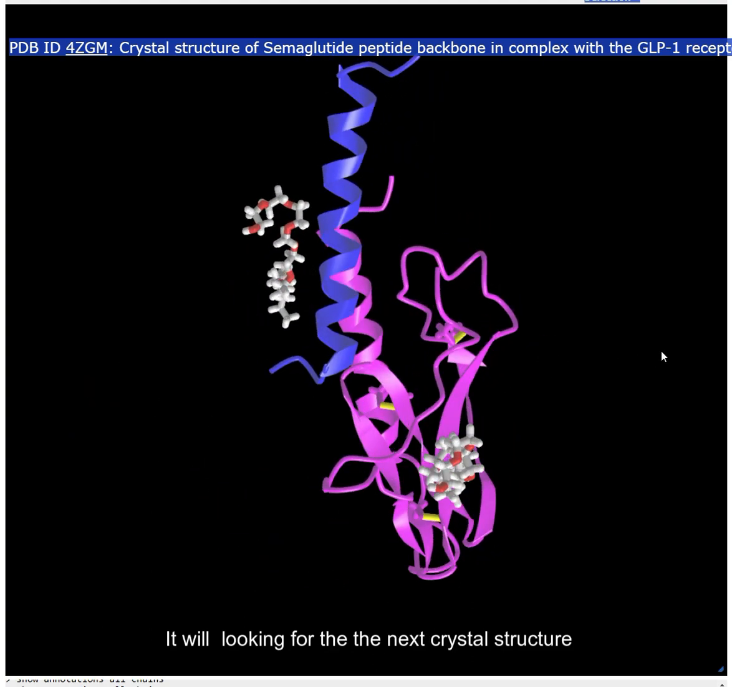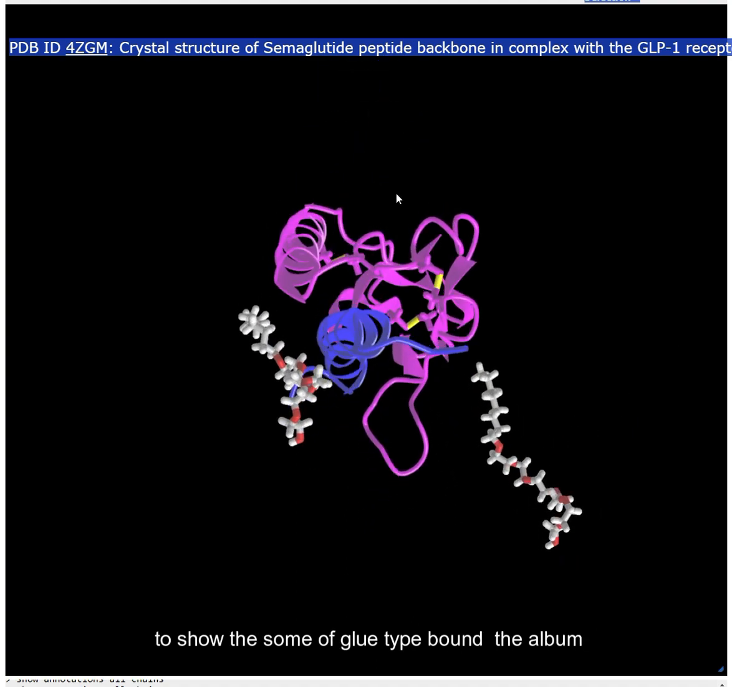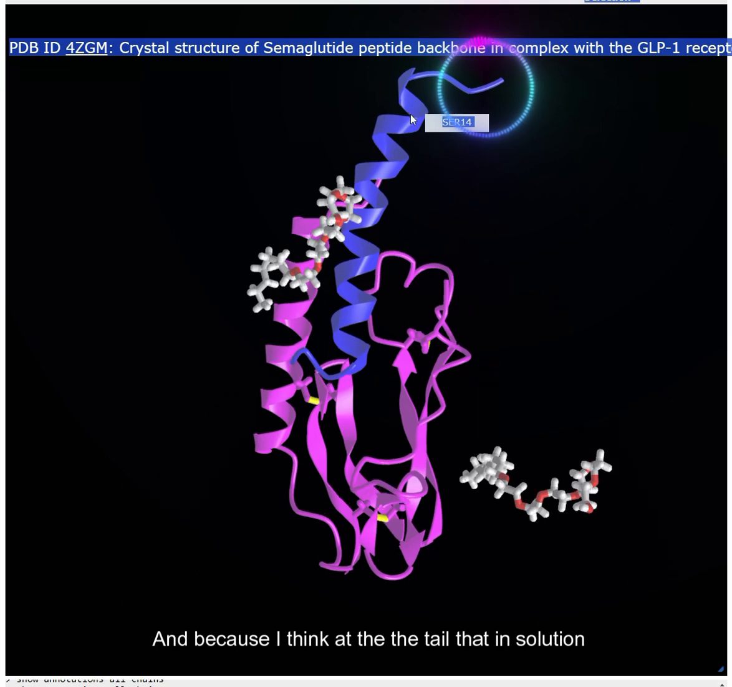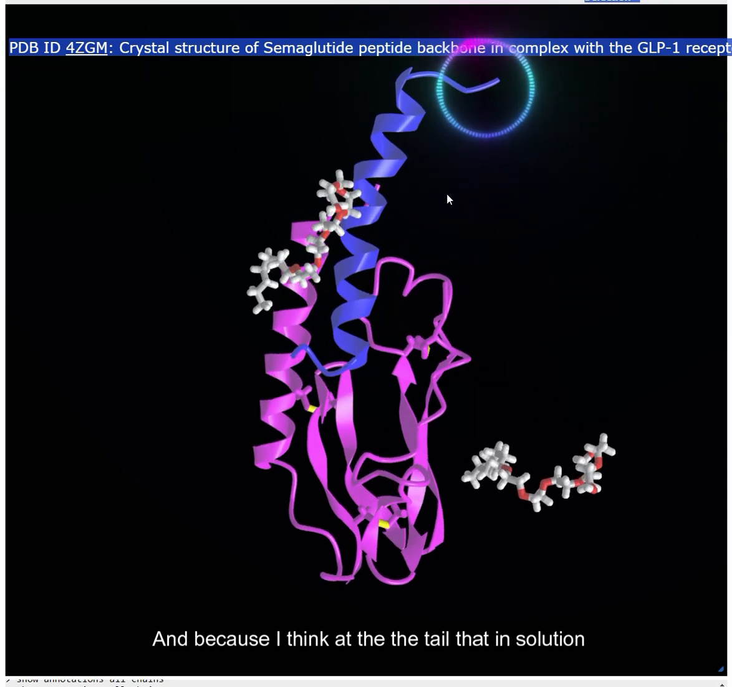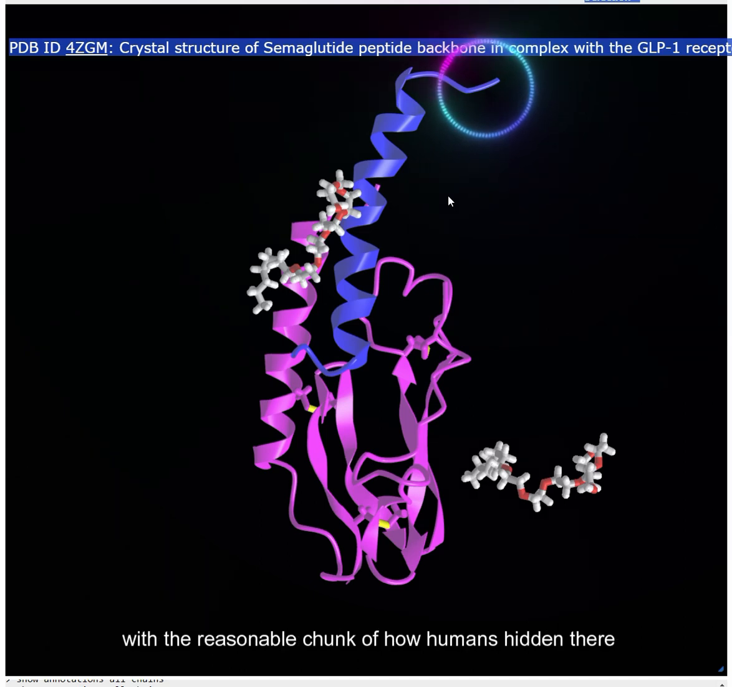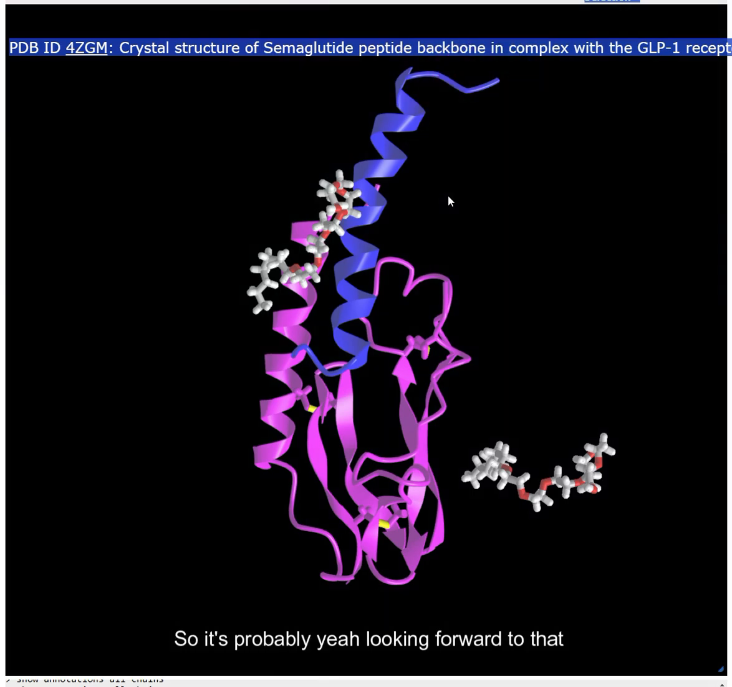Thank you. I will be looking for the next crystal structure to show the semaglutide bound to the albumin, because I think the extracellular tail that's in solution is actually associated with a reasonable chunk of albumin sitting there. So that'll be neat to see. Yeah, I'm looking forward to that.